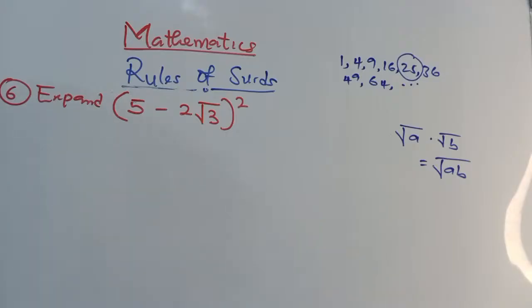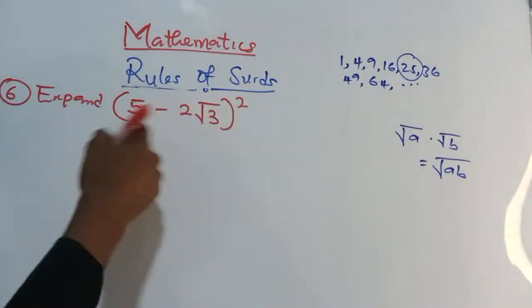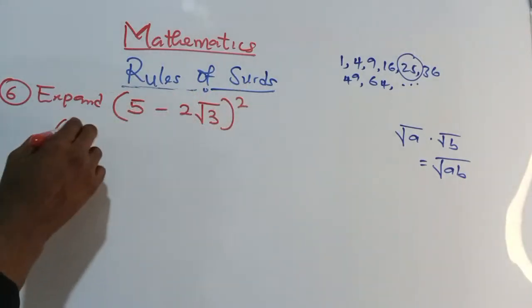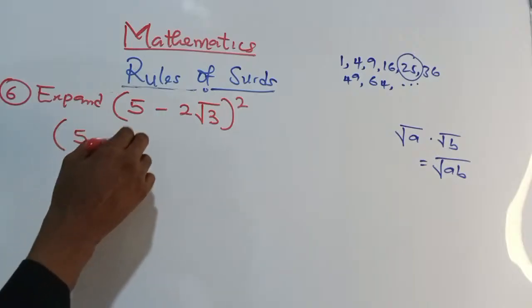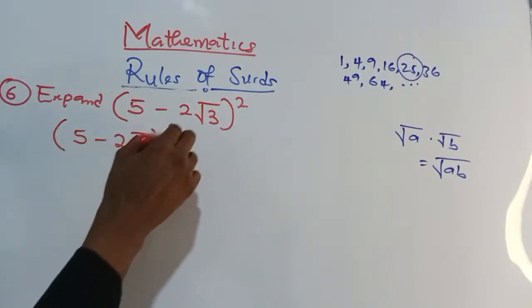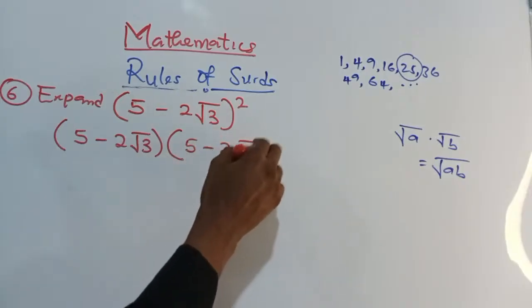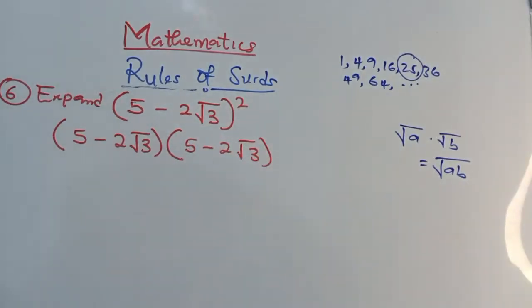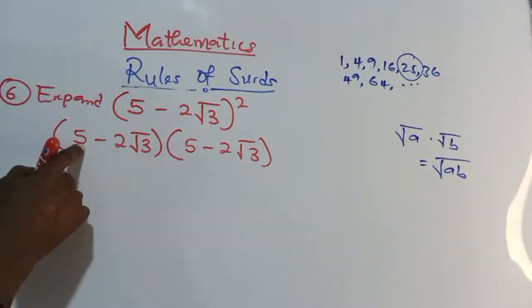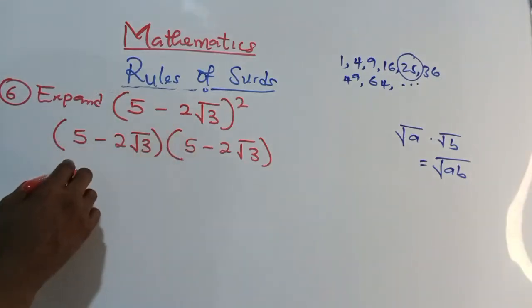Just like I've said before, we are going to write this in two places because the square means we're writing this in two places. So we have 5 minus 2 root 3, and then we have it again, 5 minus 2 root 3. And let's do our expansion. 5 times 5 will give us 25.